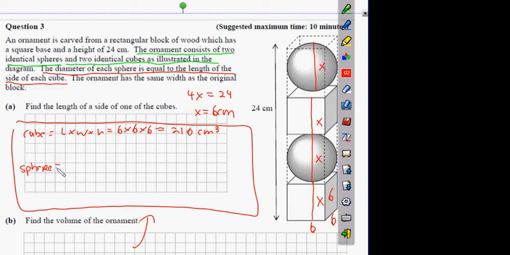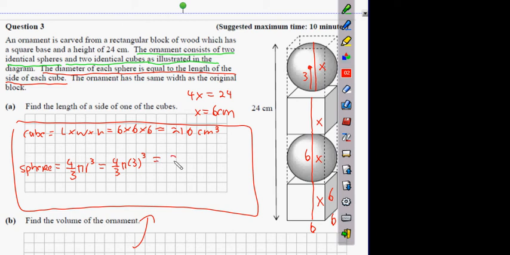Volume of a sphere. 4/3 pi r cubed. Now, Sean, what is the radius of this sphere? Sorry, wrong question, Sean. It's 3 cubed, because if the diameter is 6, the radius is 3. 4 over 3 pi 3 cubed. And what do you say that was in the end?